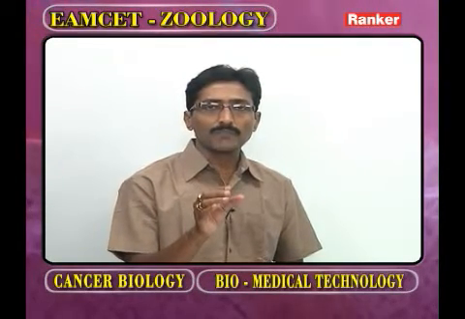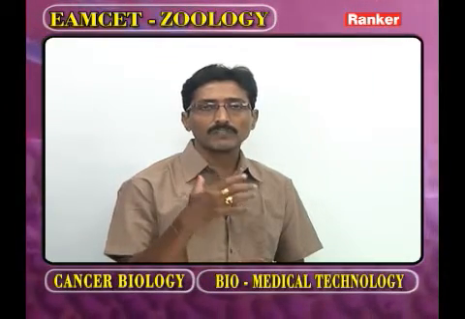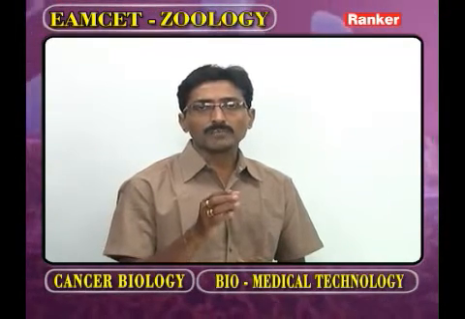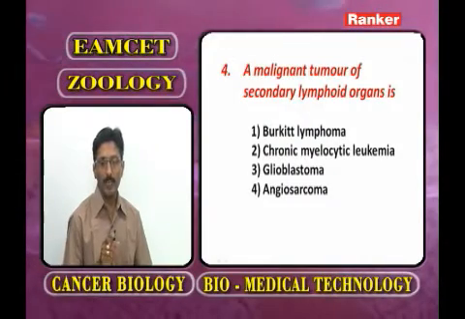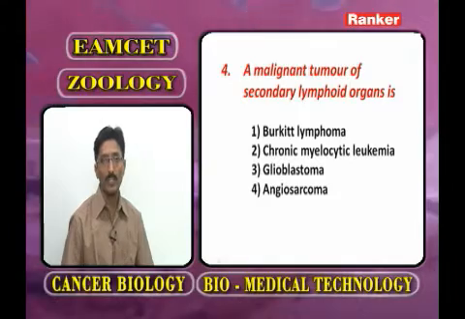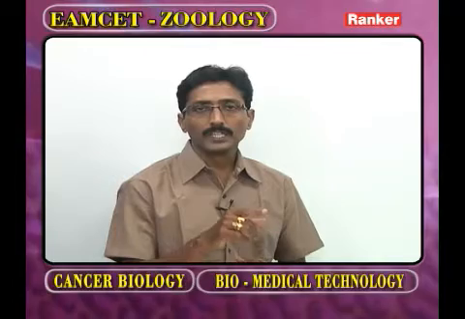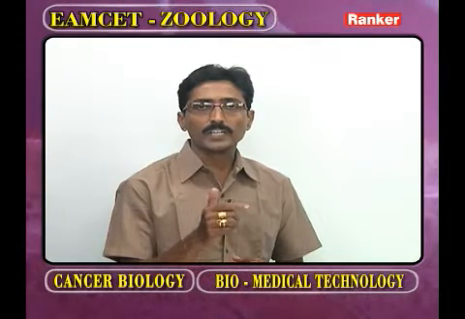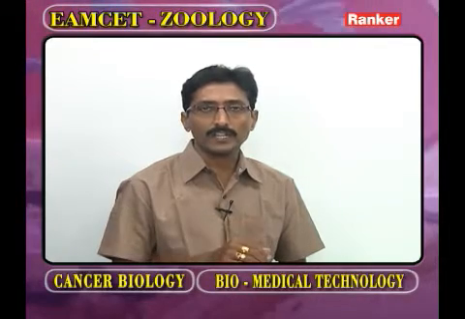What are the primary lymphoid organs? One we call bone marrow, the second one is thymus, with reference to the human body. Whereas in case of birds, what is an example of primary lymphoid organ? That is bursa of Fabricius. Here we are asking, a malignant tumor of secondary lymphoid organs. What are the secondary lymphoid organs? One we call spleen, the second one lymph nodes, and the third one MALT, mucosa associated lymphoid tissue. So these three are examples of secondary lymphoid organs.